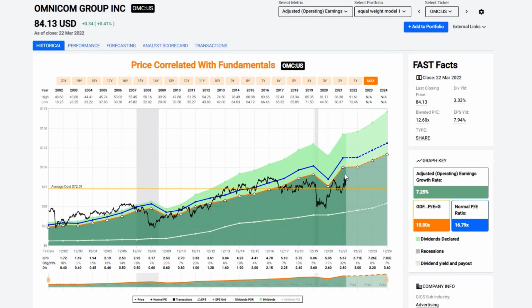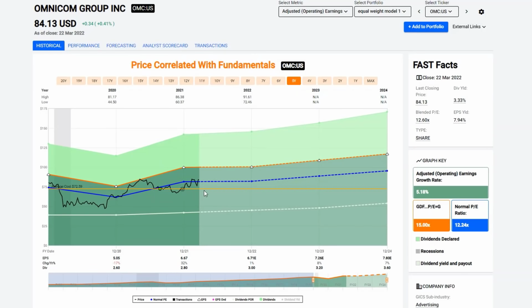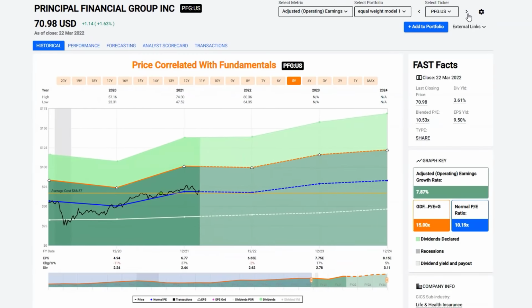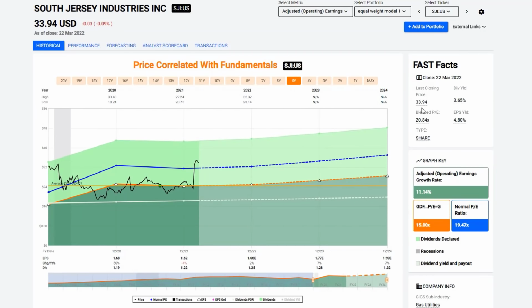Omnicom initially dropped and now it's up a little bit, so you can see, to shorten the time frame, you can just get a little better picture of how this has performed. Keep in mind the earnings and dividend line is much more stable than the price line. Principal Financial Group has been a good performer during this time, over a 3% dividend yield. It is up slightly, but it's been up more than that in a short period of time. But again, I want you to get the perspective that it's too short a time frame to measure these.